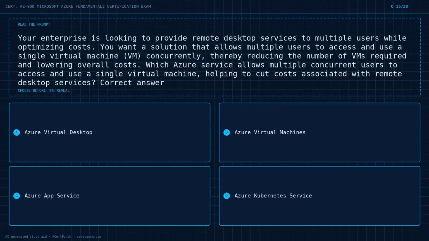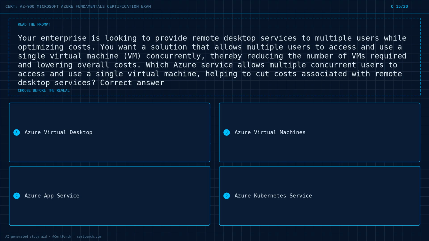Question 15 of 20. Your enterprise is looking to provide remote desktop services to multiple users while optimizing costs. You want a solution that allows multiple users to access and use a single virtual machine, VM, concurrently, thereby reducing the number of VMs required and lowering overall costs. Which Azure service allows multiple concurrent users to access and use a single virtual machine, helping to cut costs associated with remote desktop services? Correct answer.